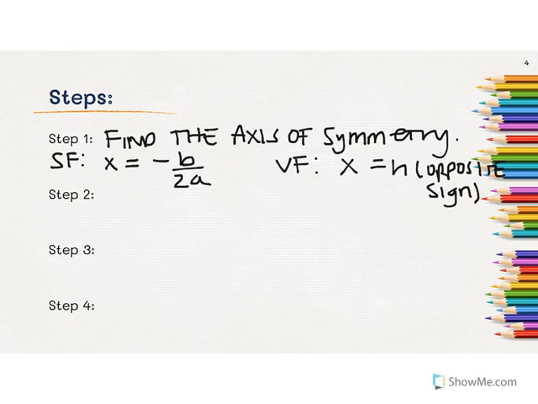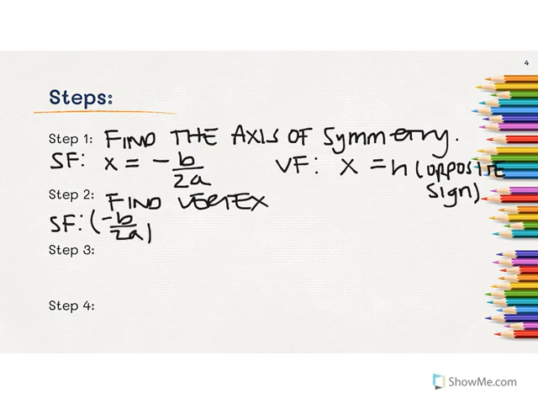Step 2: we're going to use the axis of symmetry to find our vertex, using the values that we got from standard form and vertex form. In standard form, whatever value we got from negative b over 2a will be our x value for the point. We plug it into our other equation to get the y value. For vertex form, we just use h as our x value and k as our y value for our actual point.